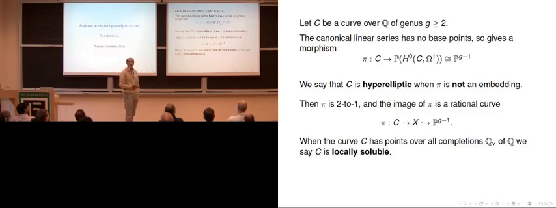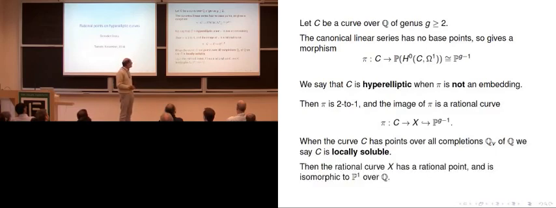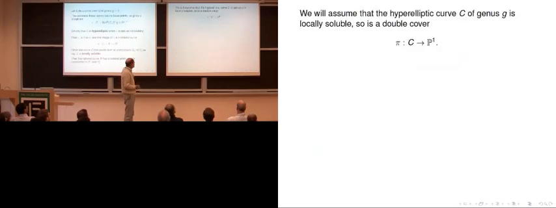When you have a rational curve, and it has points over all completions, it actually has a global point. That's a consequence of the fact that if a quaternion algebra splits at all places, it's a split algebra. And in that case, the curve X, this image of the canonical map, is actually the projective line. And so the locally soluble hyperelliptic curves are actually 2 to 1 covers of the projective line. And so we can really write them down in a very simple way. You can see every locally soluble hyperelliptic curve as a double cover of P1.